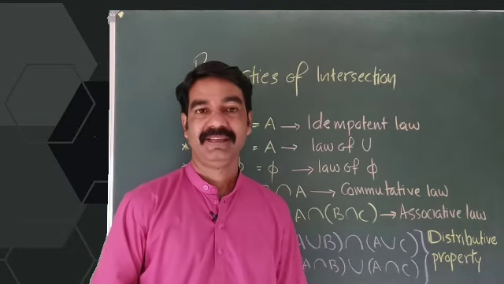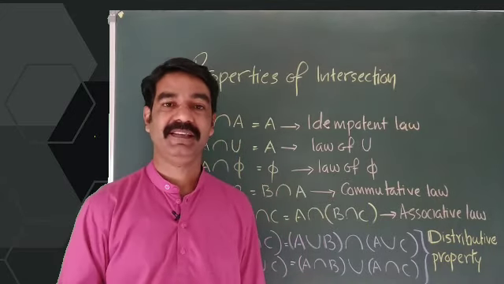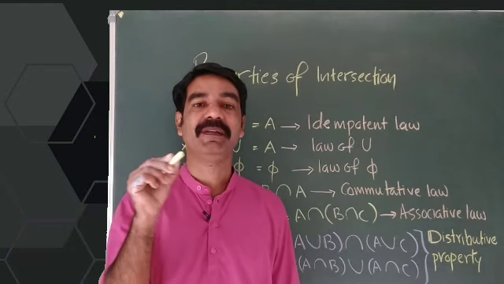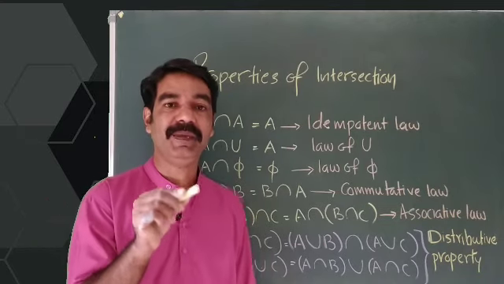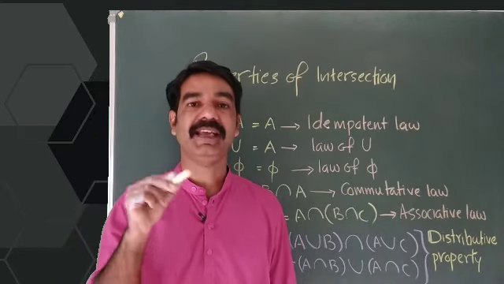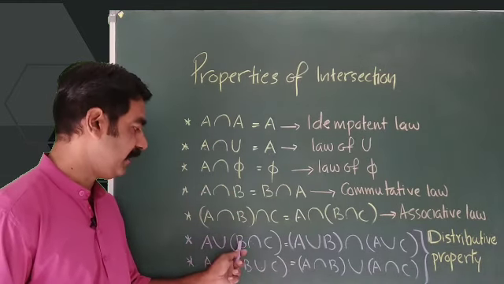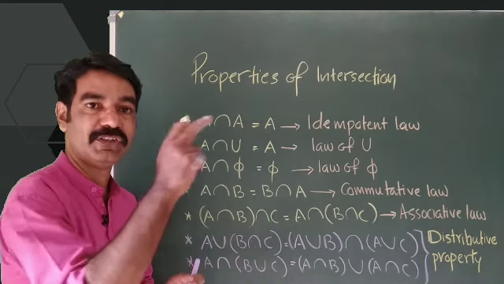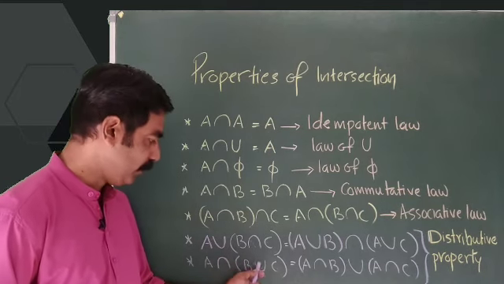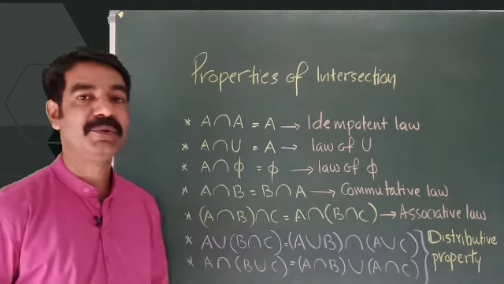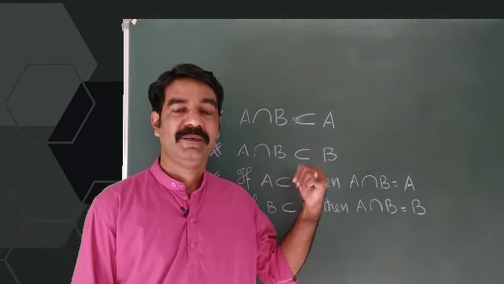It's called the distributive property. What is the distributive property? We must have studied it in earlier classes. What is A into B plus C? A into B plus C is equal to A into B plus A into C. Similarly, A into B minus C is A into B minus A into C. Similarly here, A union B intersection C is equal to A union B intersection A union C. Distributing, A intersection B union C is equal to A intersection B union A intersection C. These are the distributive property. So these are some properties related to intersection of two sets.